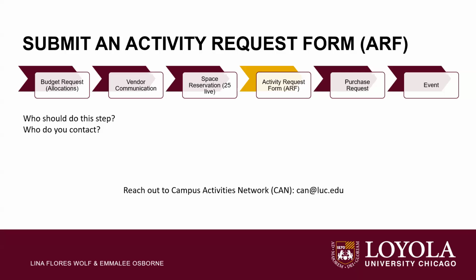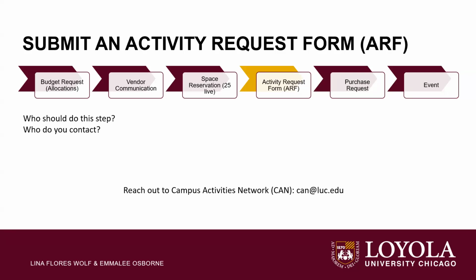And then the following step is the activity request form. Most of these can happen simultaneously. So once you have access to funding, you can submit both of these simultaneously. You can also submit a space reservation a little bit earlier, but just make sure that if you, for example, request a space and then you don't receive funding and you're not planning to have an event, that you reach out to campus reservations and cancel that request so that other partners can utilize that space. And then once again, making sure that you are assigning a person to do this step.